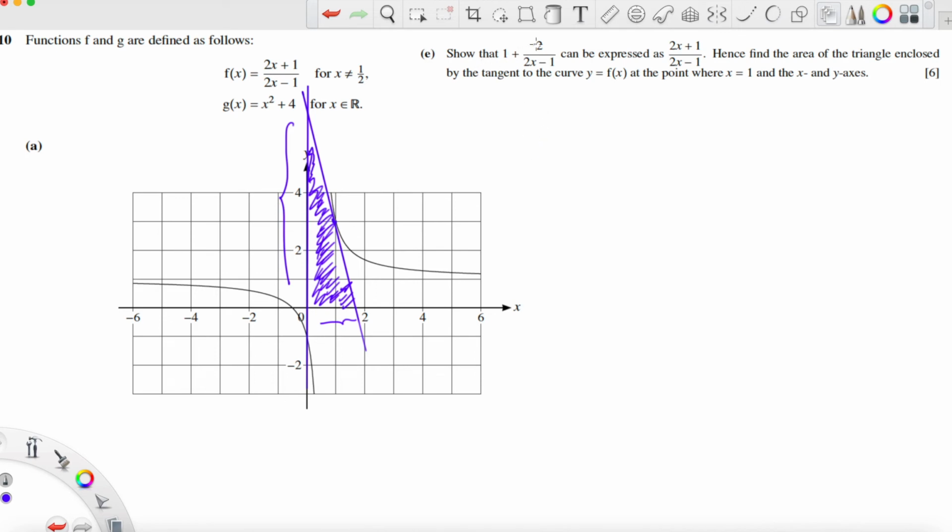So first we are supposed to show that these two expressions are equivalent. So 1 plus 2 over (2x minus 1). I give 1 a denominator of 1. So I take a common denominator. Both denominator and numerator are multiplied by 2x minus 1. So it will be (2x minus 1) plus 2 in the numerator, which simplifies to (2x plus 1) over (2x minus 1).